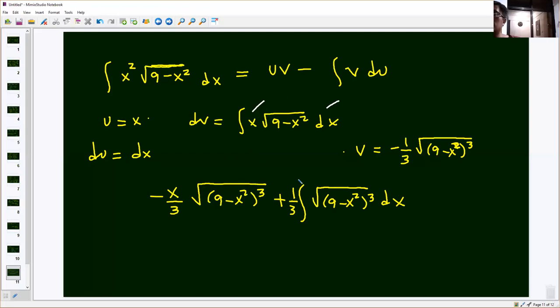Now, dito ako magti-trig sub. Diyan ako magti-trig sub, kasi form na a squared minus u squared. Tama? So, gawin natin yan, guys. Okay, so focus tayo sa integral na to.